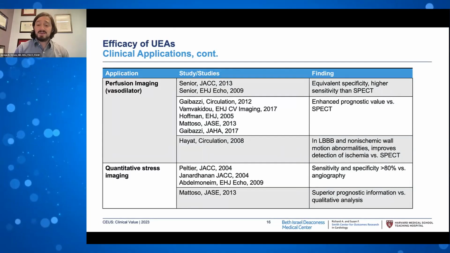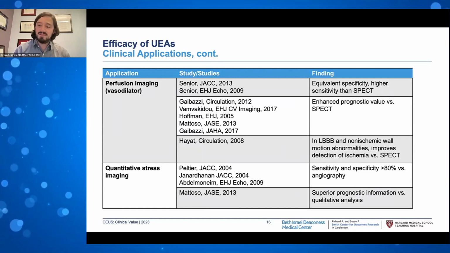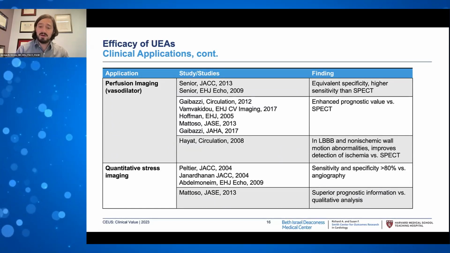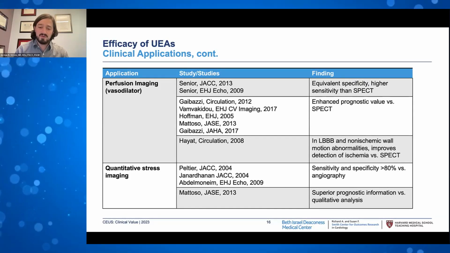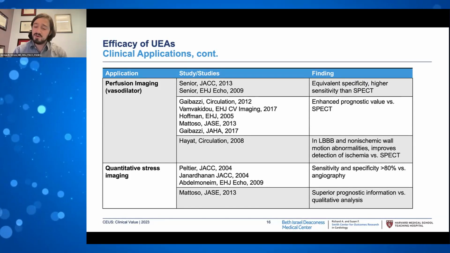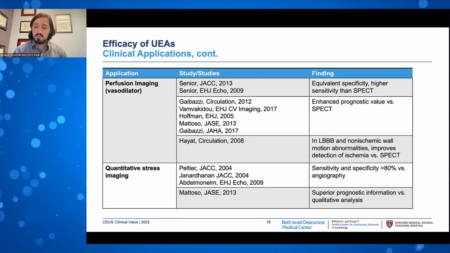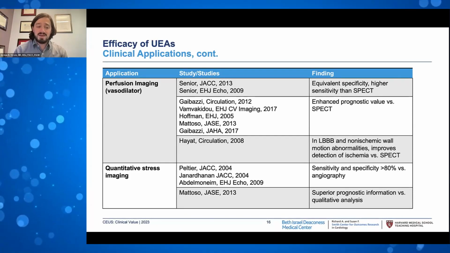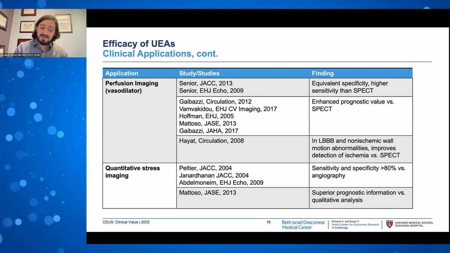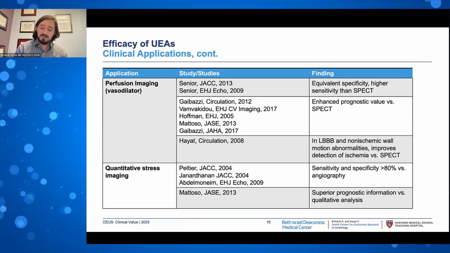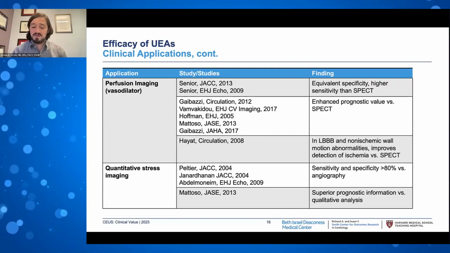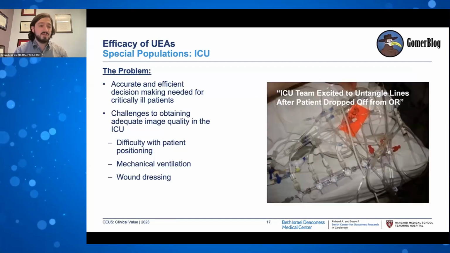Looking at vasodilator stress, it has equivalent specificity and higher sensitivity than SPECT, and has enhanced prognostic value, perhaps versus SPECT, in multiple studies. In those with left bundle branch block and non-ischemic wall motion abnormalities, it improves the detection of ischemia versus SPECT. And for quantitative perfusion, it has a sensitivity and specificity greater than 80% versus angiography, the gold standard. It also supplies superior prognostic information versus qualitative information.